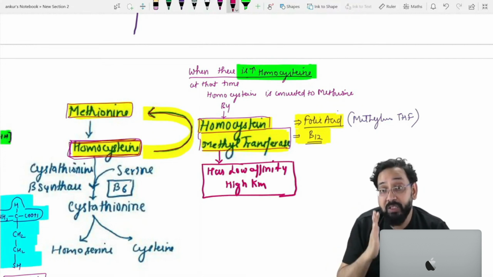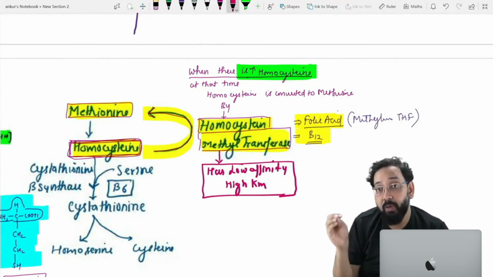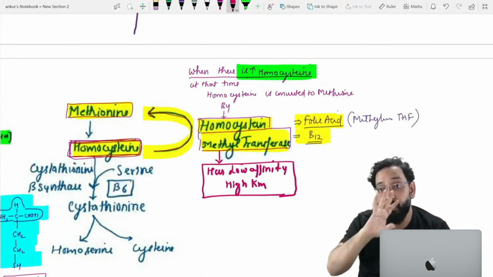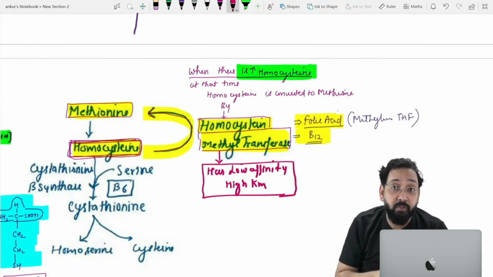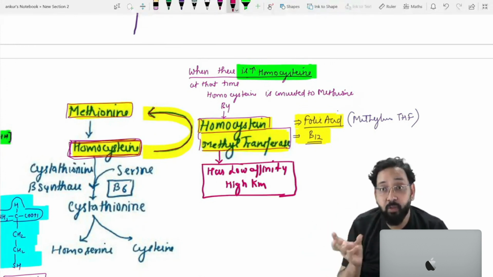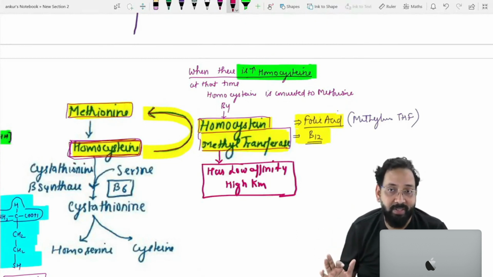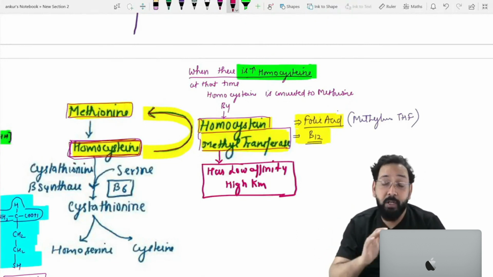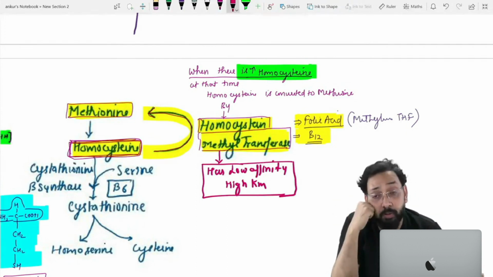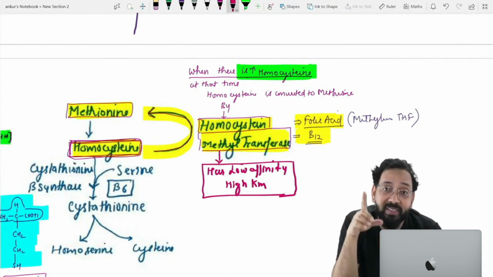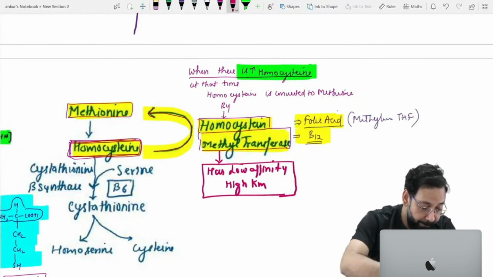Why am I telling you like this? Because when questions are asked, they start like this: in our body there is the enzyme homocysteine methyl transferase which requires folic acid and B12 as cofactors, and in their presence homocysteine can be converted to methionine. Then the options are: A, methionine is essential; B, non-essential. When they give this reaction, we think it is synthesized in our body, so it should be non-essential. But no, it is essential. Got the point?